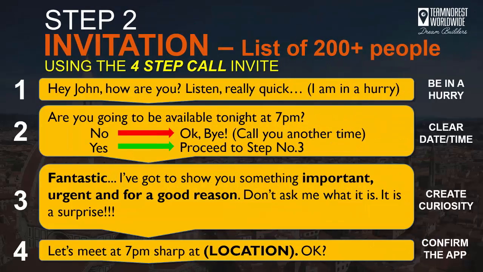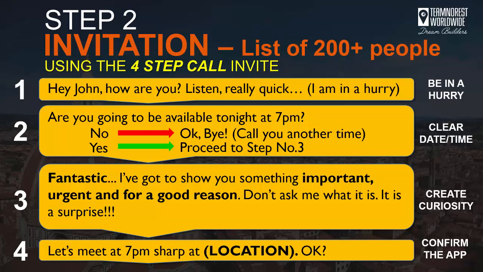Okay, so then there is another way you can invite all of your list, and this is very essential. To really understand how this 4-step call invite is powerful, there are simple 4 steps to understand how you're always gonna get the invite. Number 1, you're gonna be in a hurry. You're not gonna ask them anything, but they know since the first line that it's gonna be quick. You are in a hurry. Clear the time and date, create curiosity, and confirm the appointment.